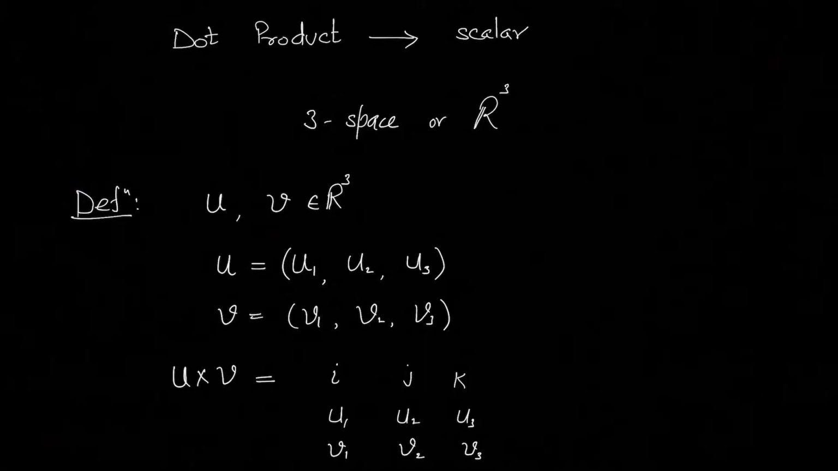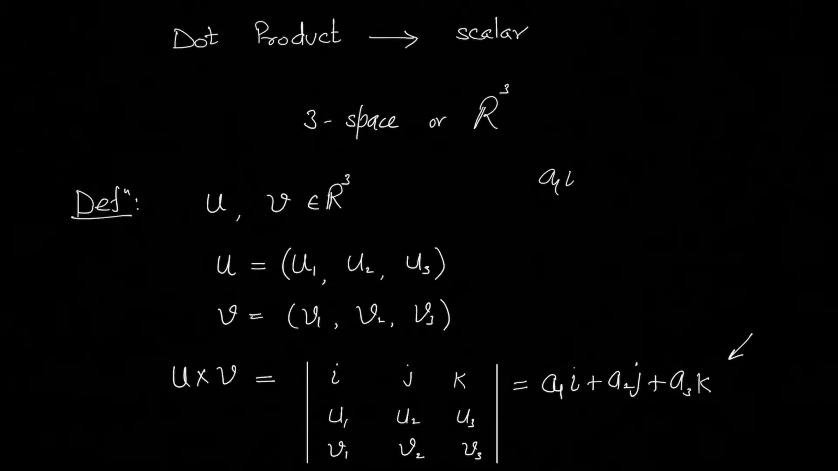So the determinant of this will give you a vector. Suppose it is a1i, a2j, a3k. So this will be the cross product of vectors, and you know that if you have any vector in R3, you can write it as a linear combination of the standard unit vectors, a1i plus a2j plus a3k, or as components. These are equivalent representations of the vectors. We have discussed this already, and if you want to know how, you can check this video.